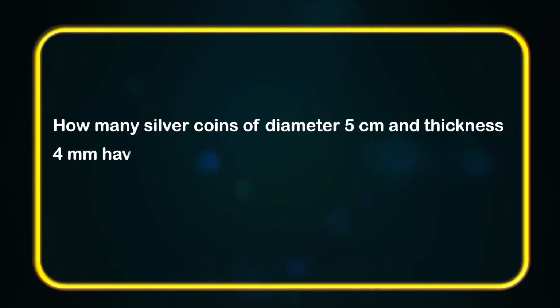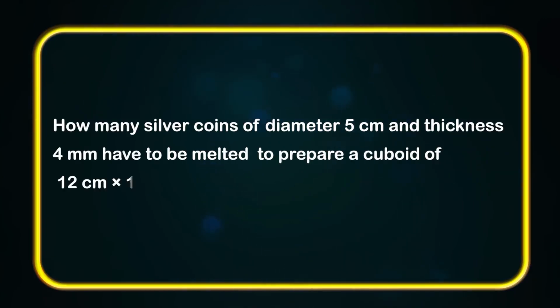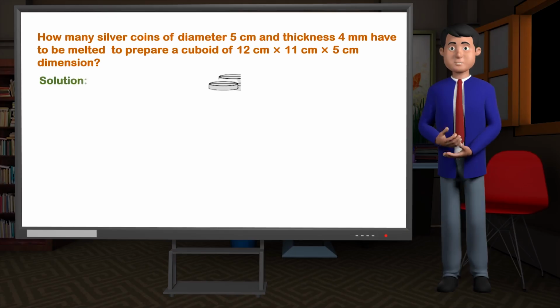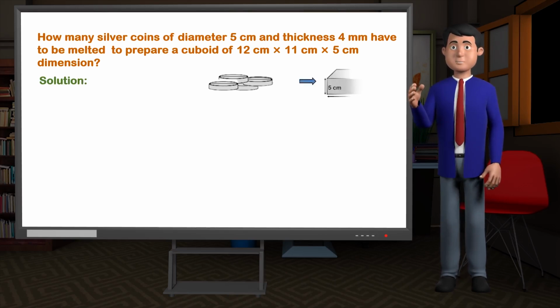How many silver coins of diameter 5 cm and thickness 4 mm have to be melted to prepare a cuboid of 12 cm into 11 cm into 5 cm dimension? Solution: according to the given problem, the silver coins are melted and converted into a cuboid.